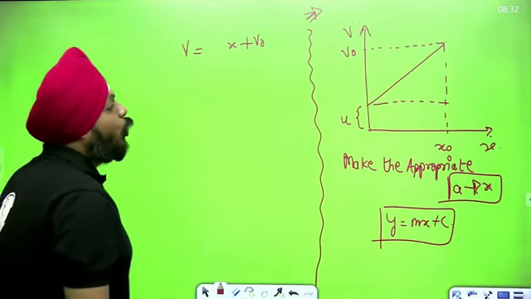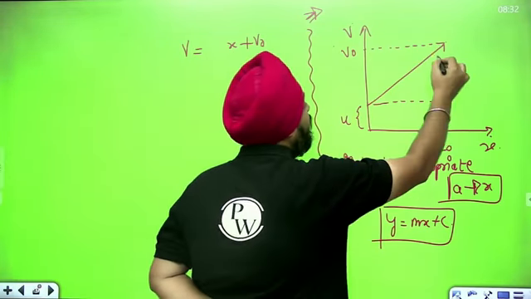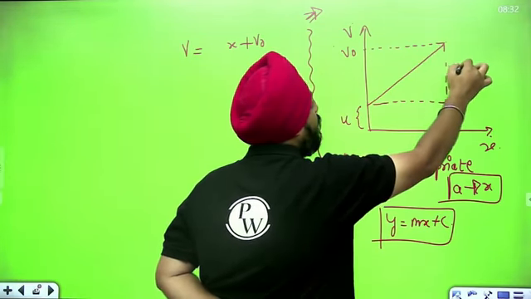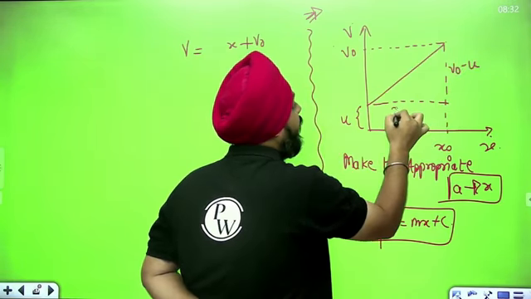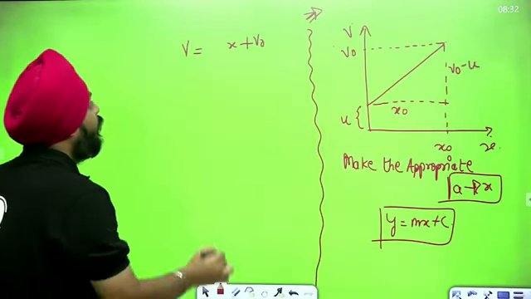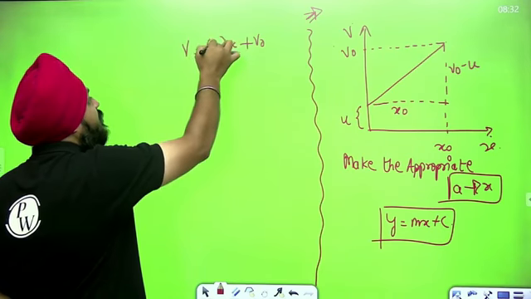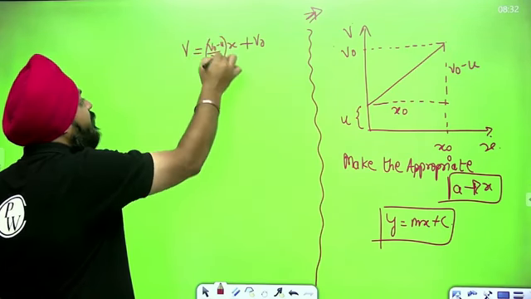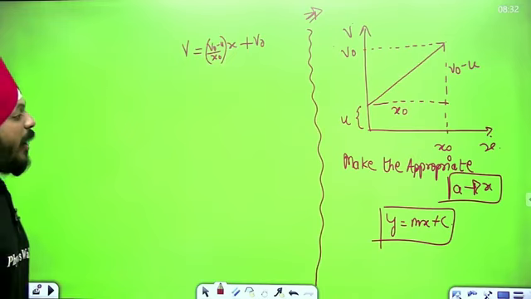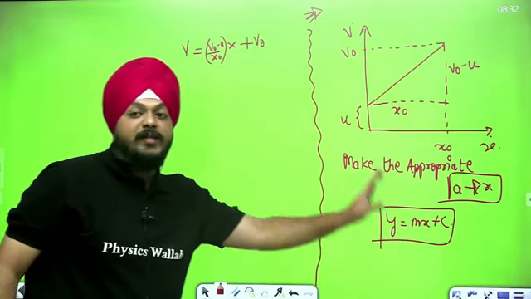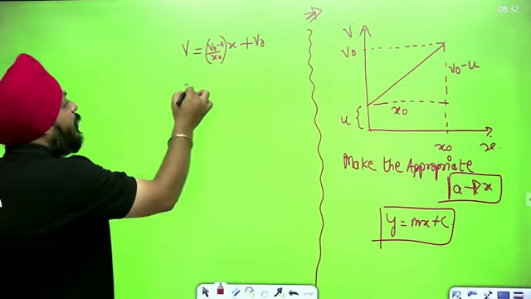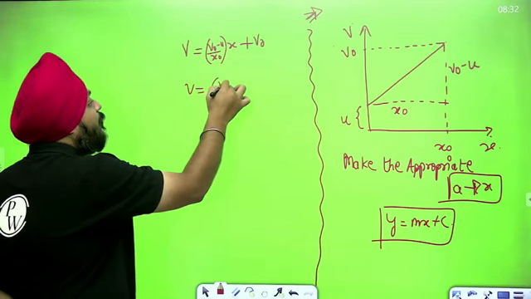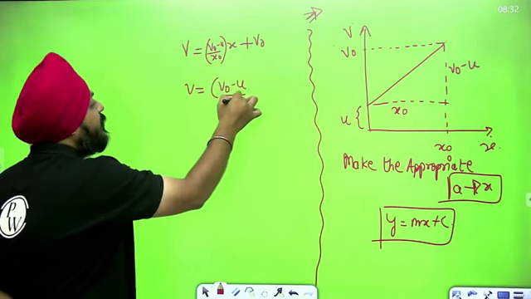So what is the slope of this graph? The slope is v0 minus u whole divided by x0. So according to y is equal to mx plus c, we obtain this equation. Again, I am rewriting: v is equal to v0 minus u whole divided by x0.